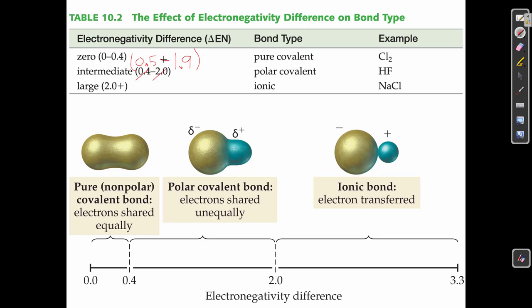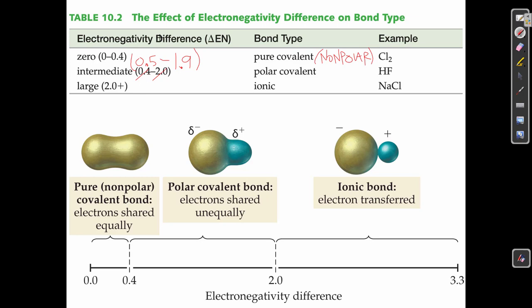But giving a value for saying this is a pure covalent, which means nonpolar, I don't know why they don't just say nonpolar. Sometimes I can calculate an electronegativity difference that is within this range, between 0.5 and 1.9, but it's still ionic. So sometimes an ionic bond falls within this range, even though this range says polar covalent. And sometimes I can calculate an electronegativity difference that's greater than 2.0, but that bond is actually polar covalent. It's not ionic.